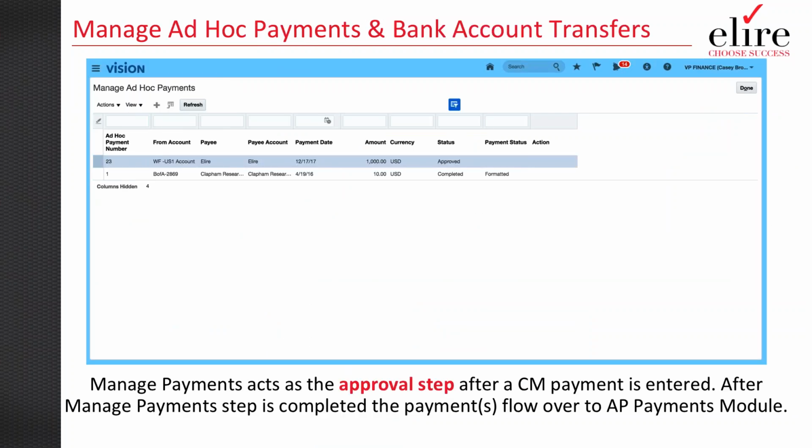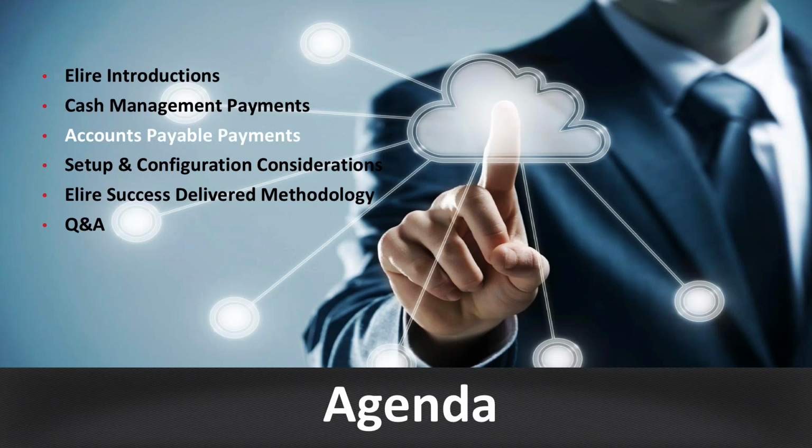And then here is the Manage Ad Hoc Payments and Bank Account Transfer page. Once we either create a bank account transfer or an ad hoc payment, it's officially in the workflow. So if I create a payment, I need somebody like Kevin to approve that payment, because I shouldn't have the ability to select and approve a payment on my own. So this payment begins into the workflow, and once somebody like Kevin approves it, it will flow over to the payables module. That gets us into the concept that we're going to introduce next, which is the accounts payable payment submodule.